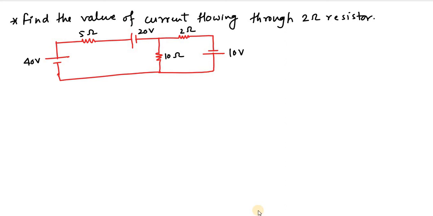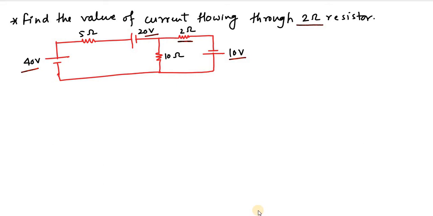Hello student, in this video we are going to see a problem based on the superposition theorem. Find the value of current flowing through the 2 ohm resistor. We have to find the current through this 2 ohm resistor by the superposition theorem. First we have to find how many sources are acting in this circuit. Here 40 volt, 20 volt and 10 volt are acting in this circuit.